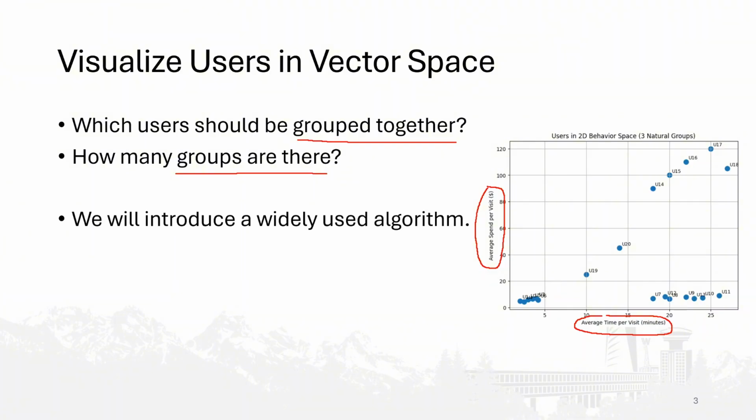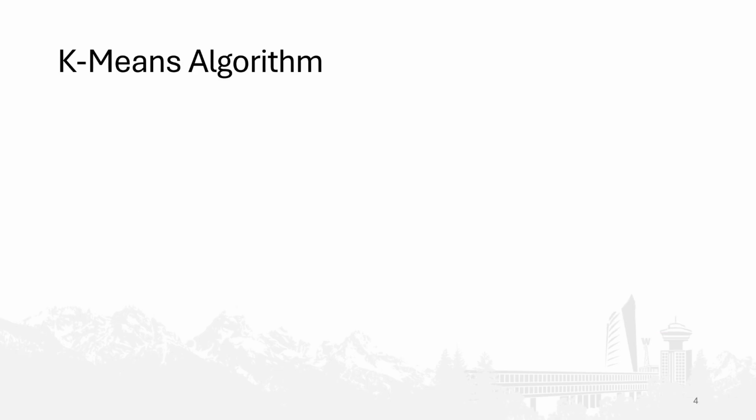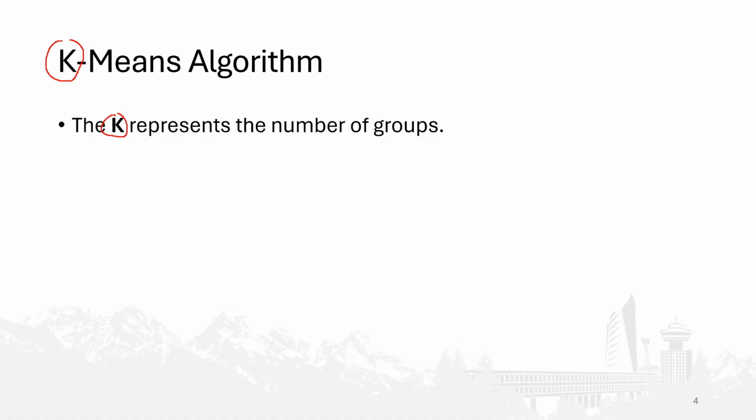So we will introduce a widely used algorithm, which is called the k-means algorithm. I will show you an example of how to use the k-means algorithm to group the users based on these two attributes. So let's introduce the overview of the k-means algorithm first. First of all, the K here in the k-means algorithm represents the number of groups. For example, we say there are k groups in the data set. That is the K there. And to use the k-means algorithm, we have to decide the value of k by ourselves. I will show you some examples later.